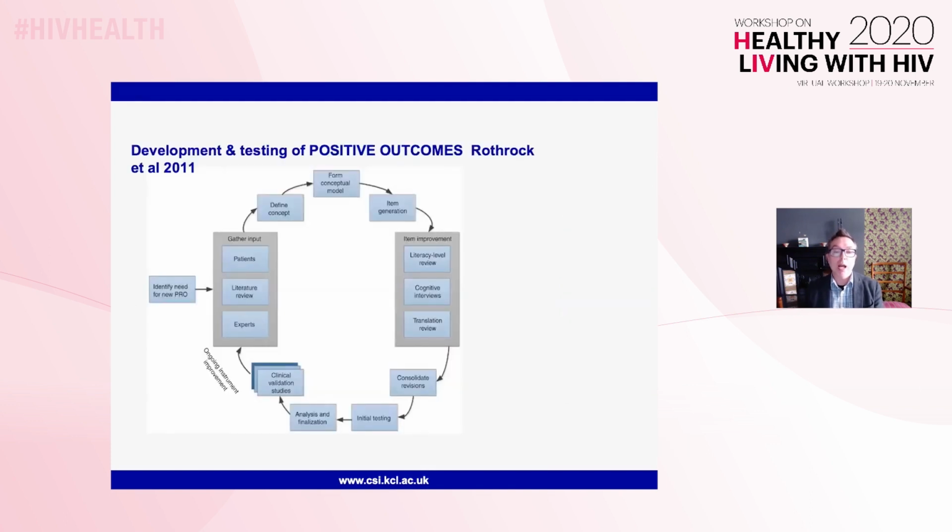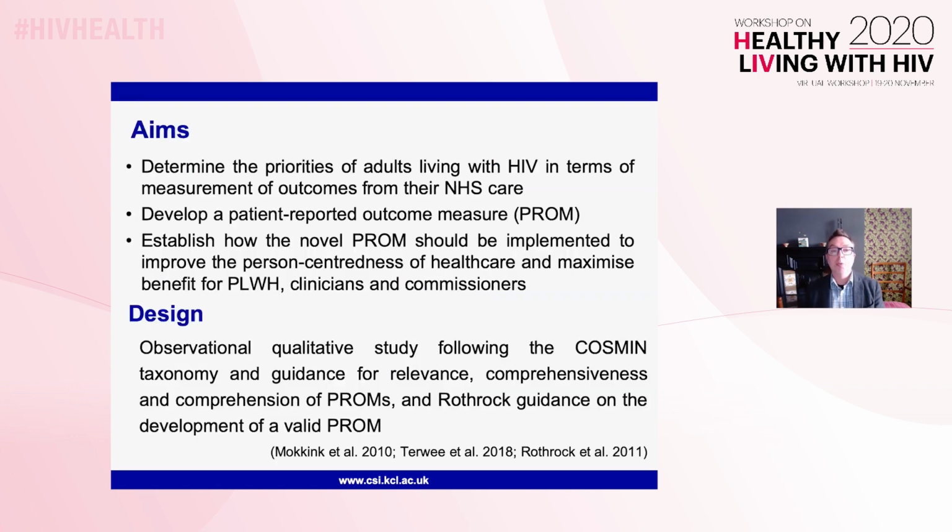Really importantly, we have followed best practice in the development and testing of health outcome measurements. So in addition to the existing guidance on outcome measurement development, we've tried to follow very closely the Rothrock model, which is really enabling us to think carefully about the conceptual development, generation and validation of the measure so that it has optimum chance of being usable in routine practice. So first of all, we wanted to determine the priorities of adults living with HIV in terms of measuring their outcomes of care, to develop the patient-reported outcome measure, and also to determine how it should be best implemented to improve patient-centeredness from the perspective of people living with HIV, their clinicians and commissioners.